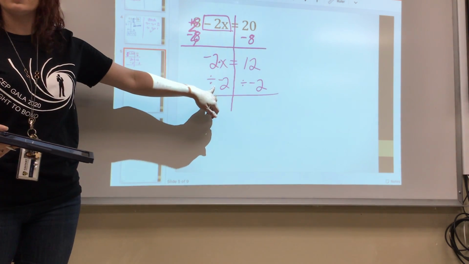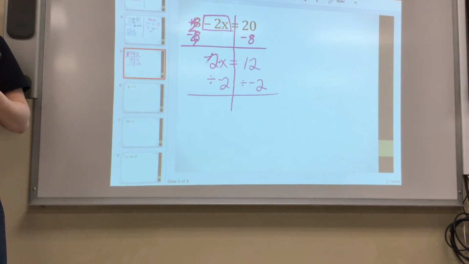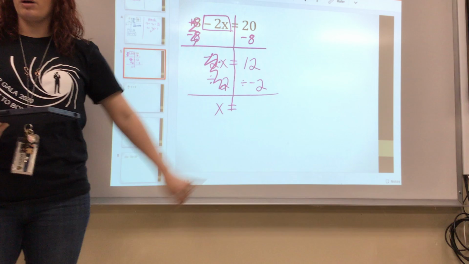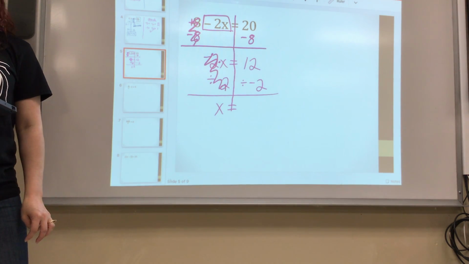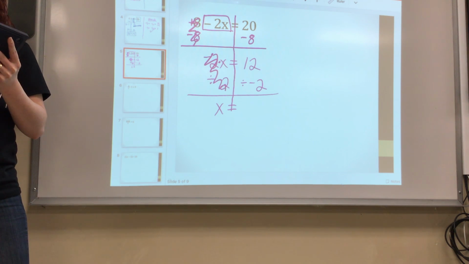Multiplication and division of negative 2's are inverses, so those cancel. X equals the answer to that division problem. 12 divided by negative 2. Eliana? Negative 6.